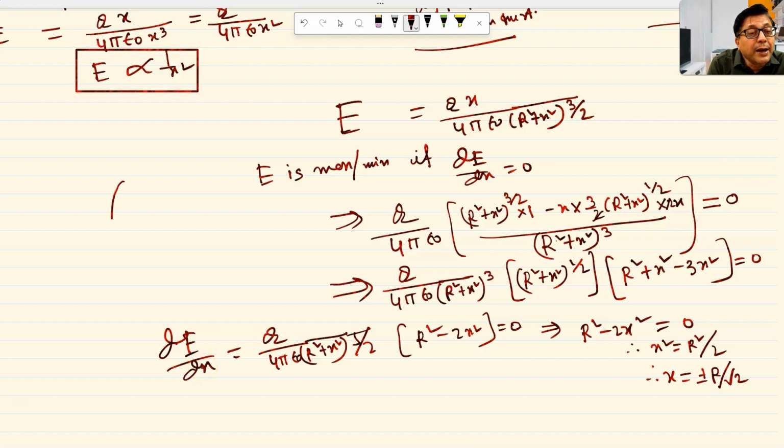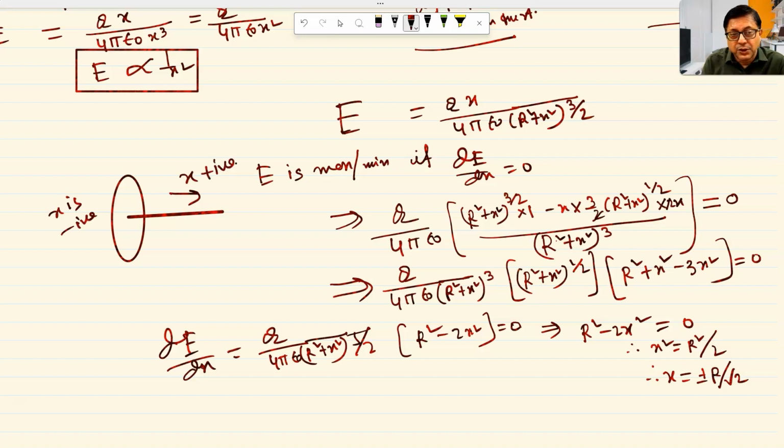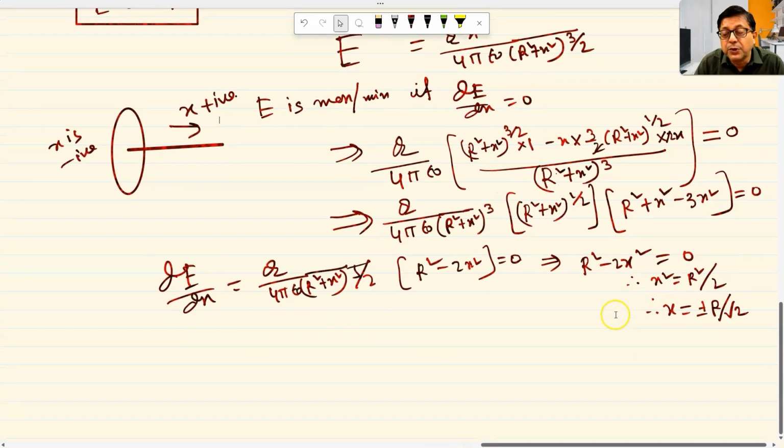On the right hand side of the ring, x is positive, and here x is negative, isn't it? So here x is positive on the right side. So the graph will appear in both the cases, x will be plus minus r by root 2. So let us see whether this value of x gives maximum or minimum value of this function.